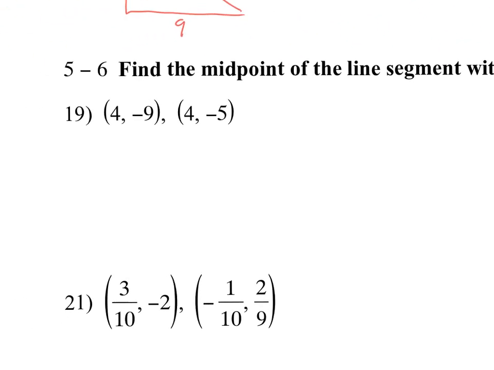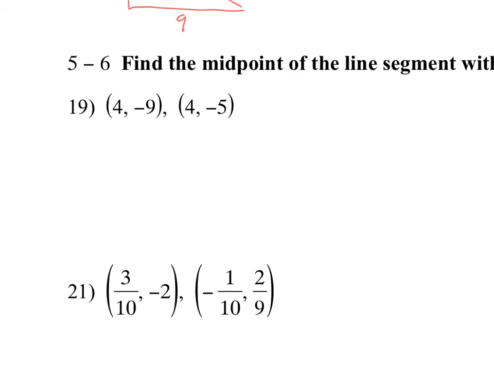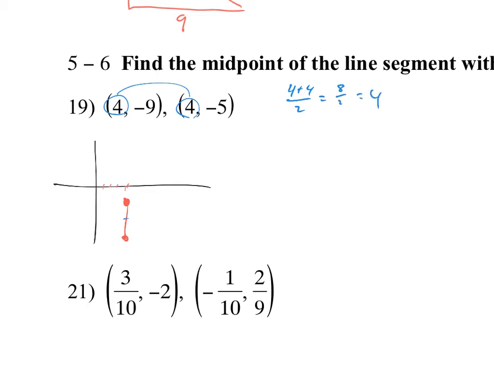All right, find the midpoint. Well, the midpoint is the average of the two values, but you could think about this as 4 and -9, and 4 and -5, right? So we're trying to find the halfway point between those two. And the average of these is going to be still 4. So you go 4 plus 4 over 2 equals 8 over 2 equals 4. Not surprising. And that's for the x value. And then for the y value, you do the same thing.